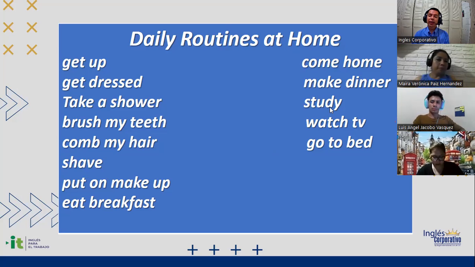Claro que vamos a omitir, en el caso de las chicas, shave, right? Y en el caso de los chicos, puro makeup. Okay? Esta la vamos a omitir. Las demás sí pueden poner ahí la hora, okay? So you're going to copy a time. You see? So only copy this. Get up. For example, right?